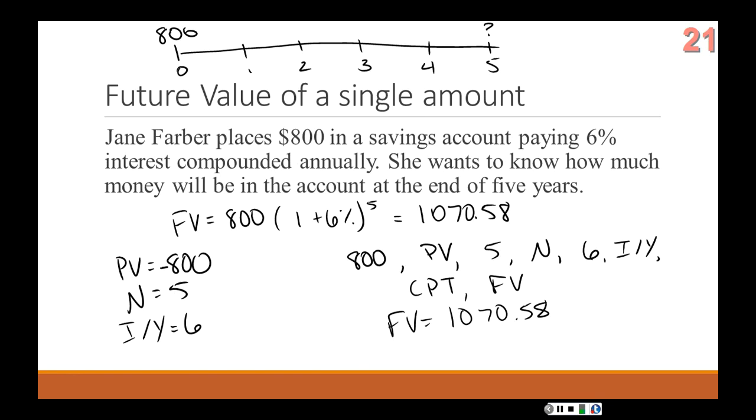Now you can choose whether you want the present value or the future value to be negative. It's completely up to you. But this is the way that I like to think about it. As we get further on in the semester, or in this chapter, it's going to be more and more important to keep your negatives and your positives straight.